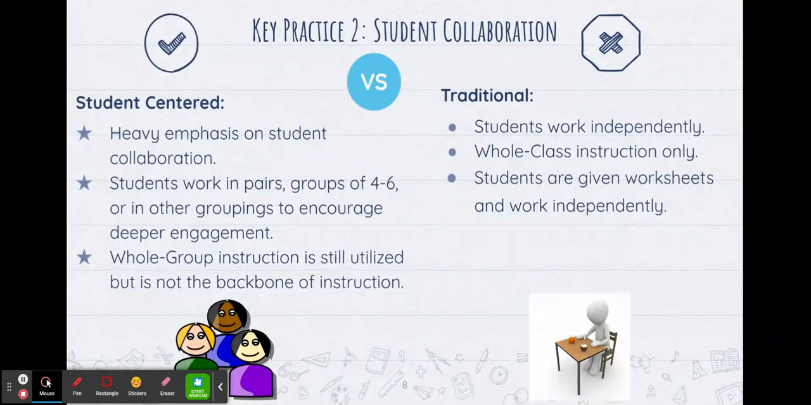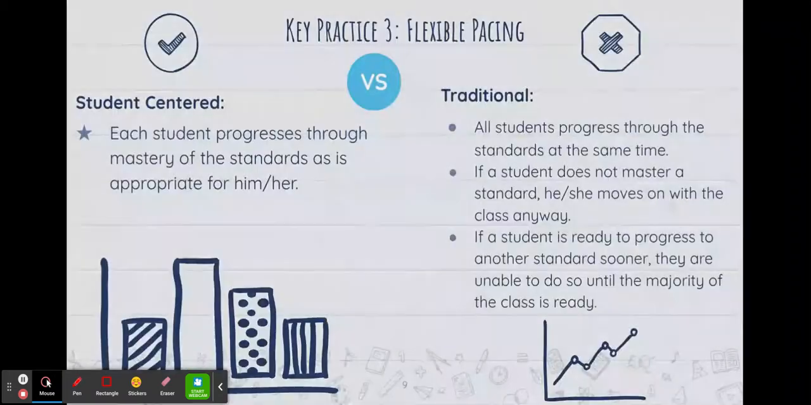Key practice number 2 is student collaboration. In a student-centered classroom, there's a heavy emphasis on students working together in collaborative pairs or groupings of 4 to 6. This is to encourage deeper engagement and deeper learning. Whole group instruction is still utilized, but it is not necessarily the backbone of instruction. In a traditional setting, the students work independently. Whole class instruction is where they receive the instruction, and that's pretty much the only time they receive instruction, and they're given worksheets and work independently.